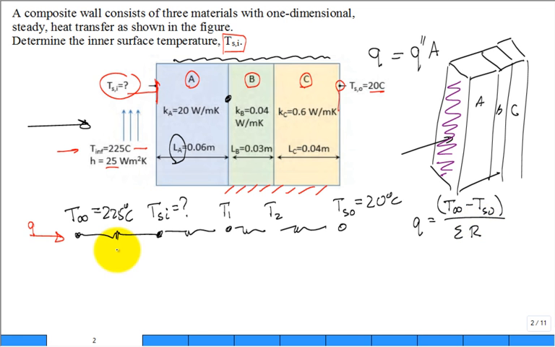So that resistance would be 1 over HA, L over KA, and that L and the K are for material A, and the thickness and the thermal conductivity and the cross-sectional area for slab B, and the thickness and thermal conductivity and the area of slab C.